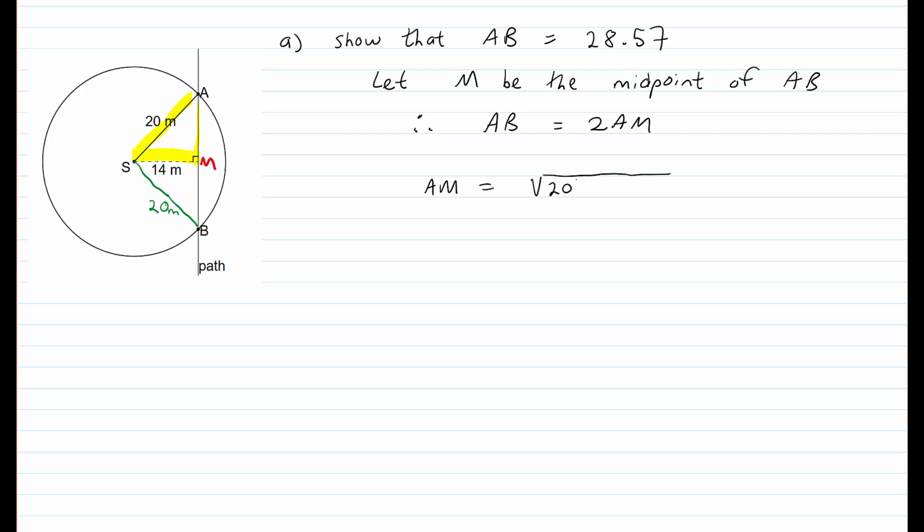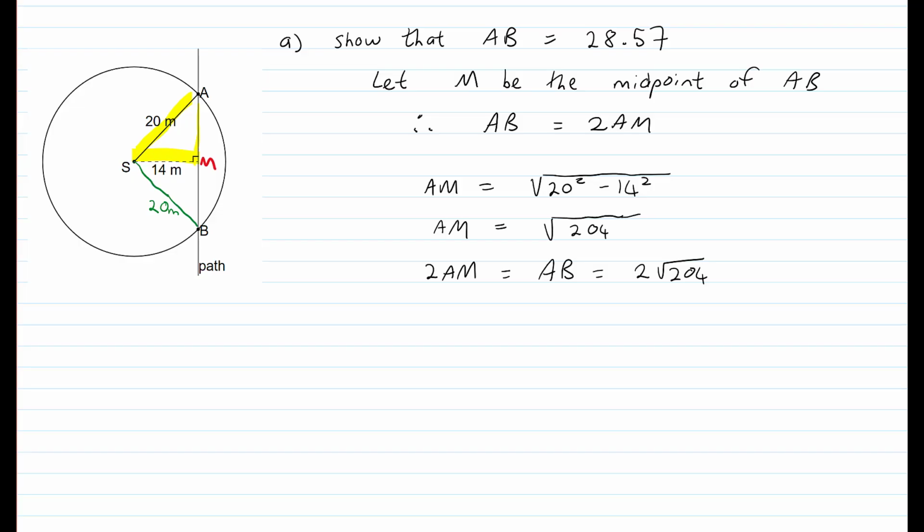So what we end up getting then is A to M is going to equal the square root of 20 squared subtract 14 squared, which equals the square root of, well, 20 squared is 400, 14 squared is 196. So we're going to get the square root of 204. It's A to M. And we know 2 times A to M is equal to A to B, which is going to equal 2 times the square root of 204.